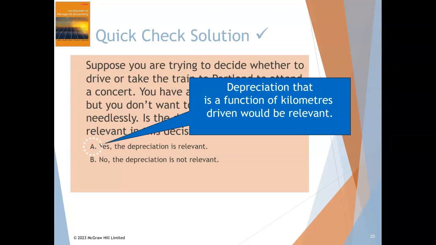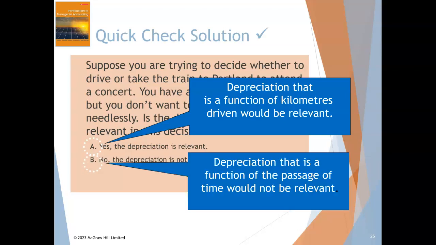So it could be A, depreciation that is a function of kilometers driven would be relevant. But then it could be B, depreciation that is a function of the passage of time would not be relevant.